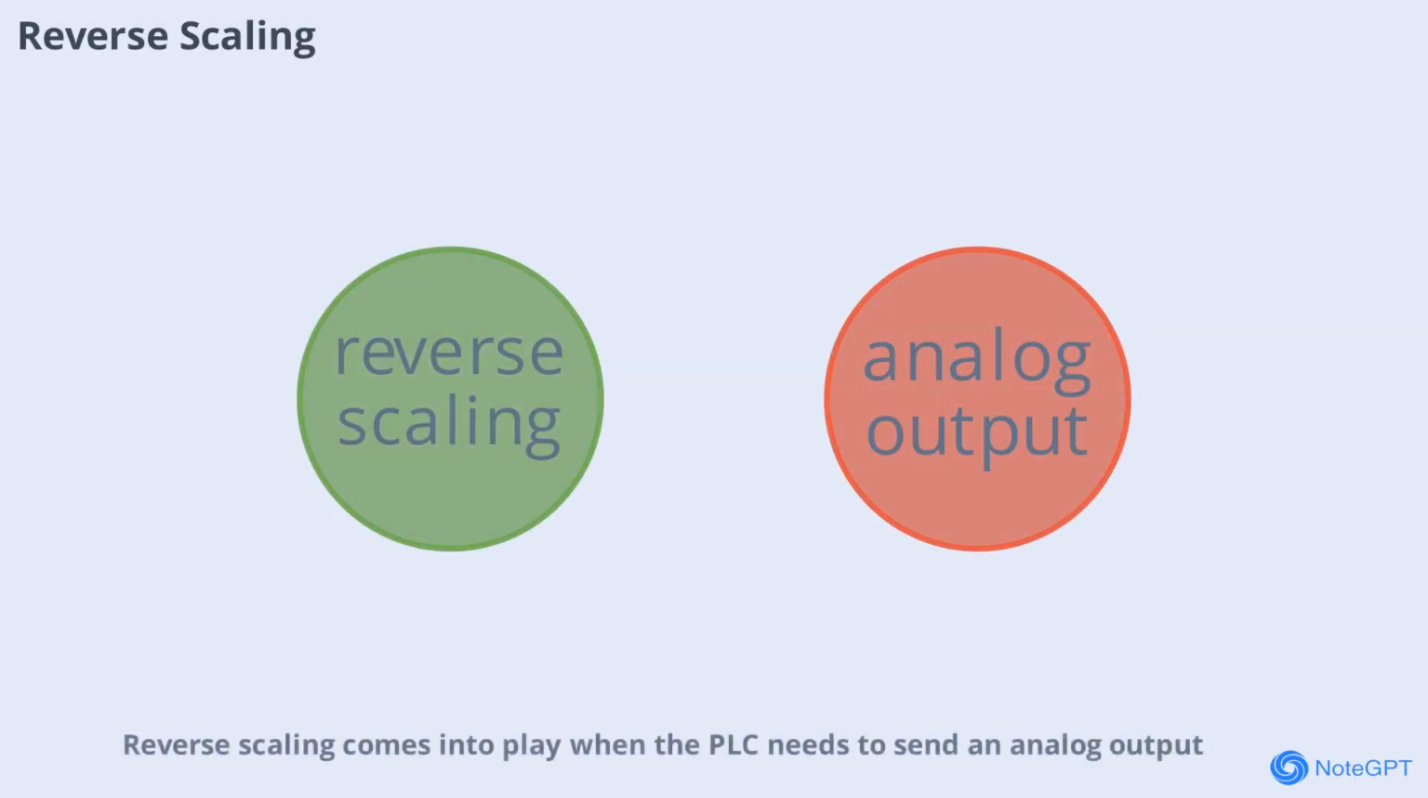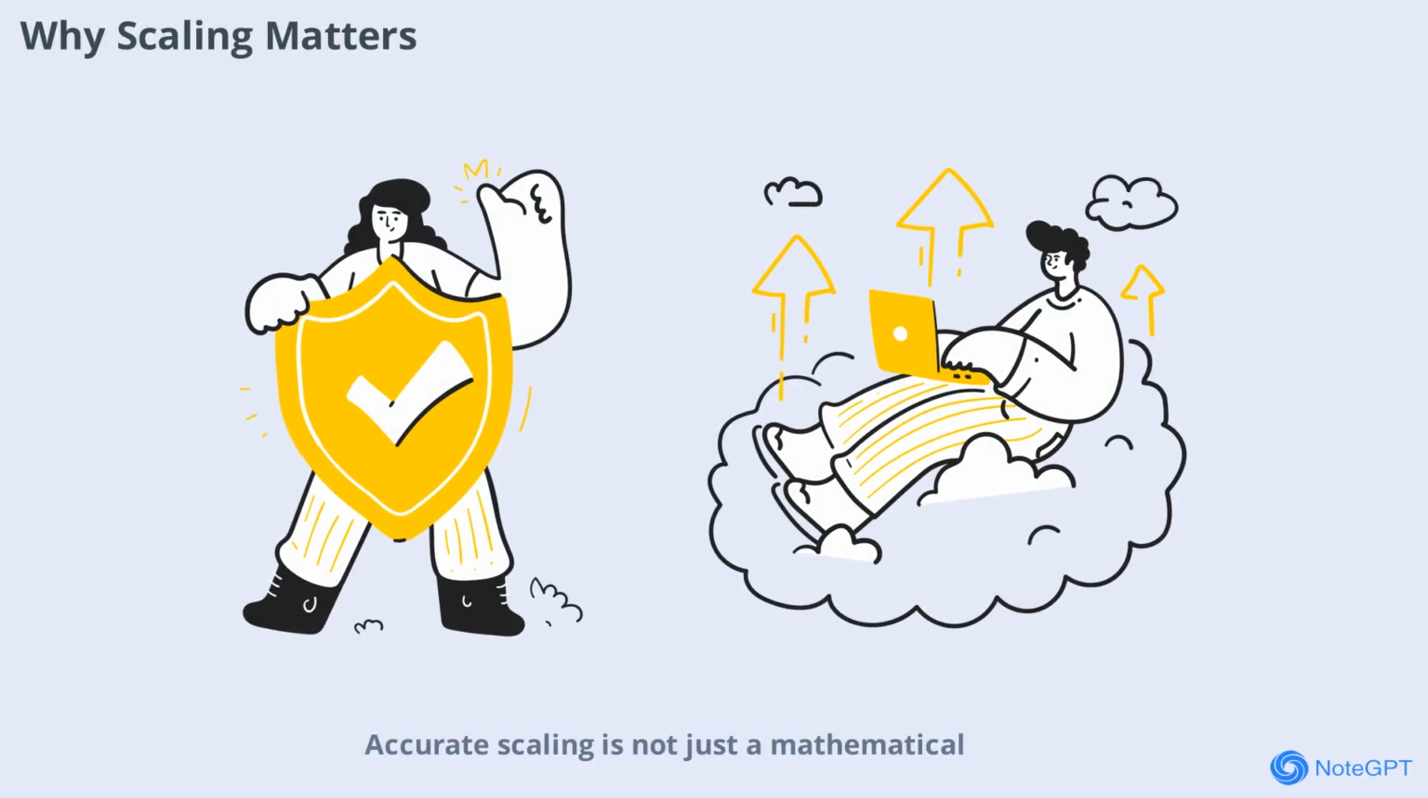Reverse scaling comes into play when the PLC needs to send an analog output, such as controlling a valve position. Here, the engineering value, like 65% open, must be converted back into a raw integer to generate the correct 4-20 mA output. The reverse scaling formula mirrors the input formula, ensuring that the control signal sent to the field device matches the operator's intent. Accurate scaling is not just a mathematical exercise, it's critical for plant safety and efficiency.